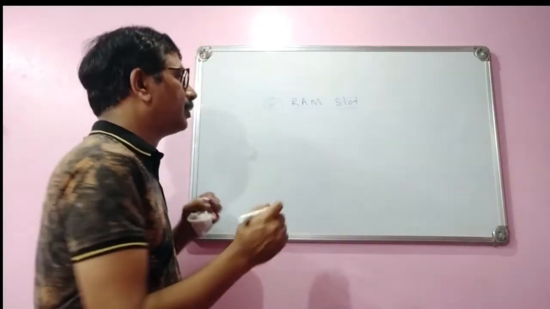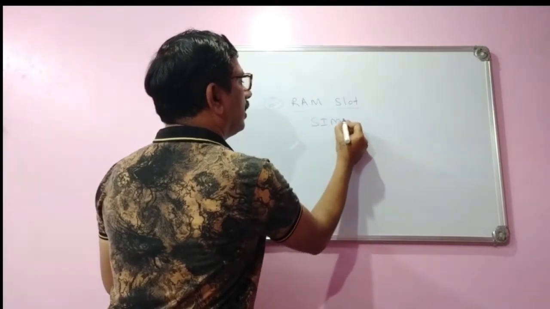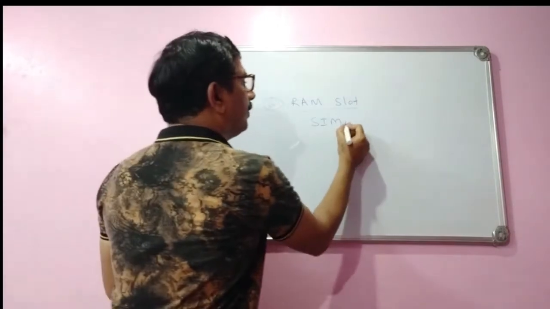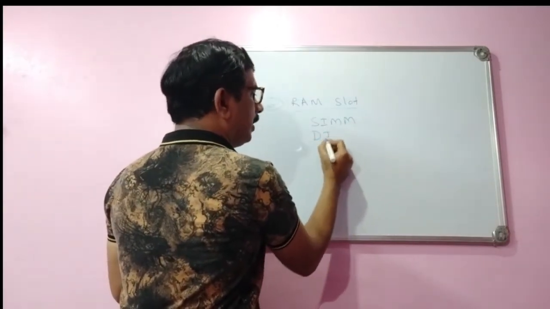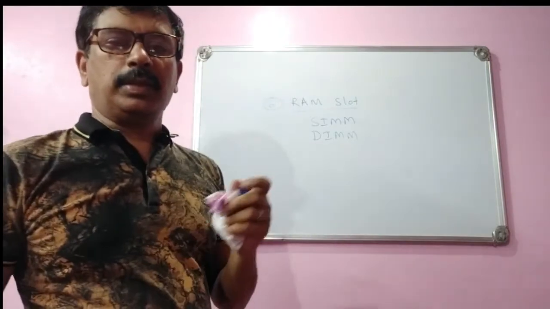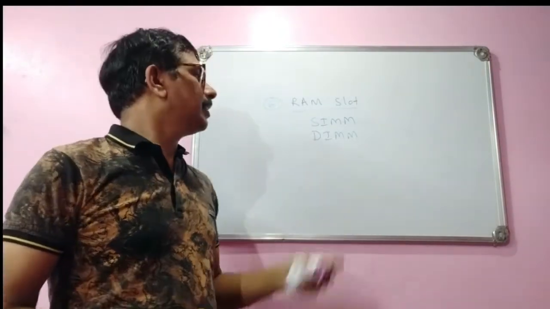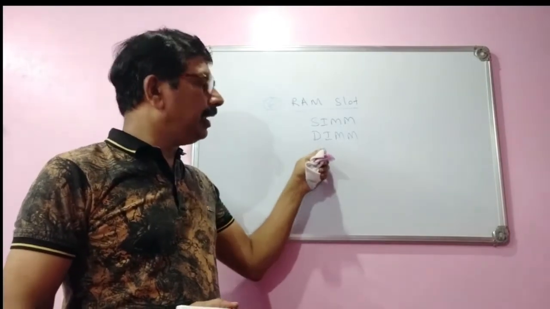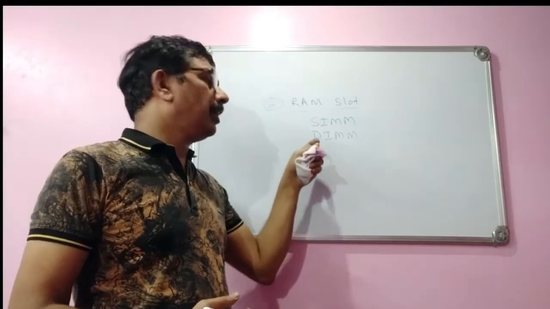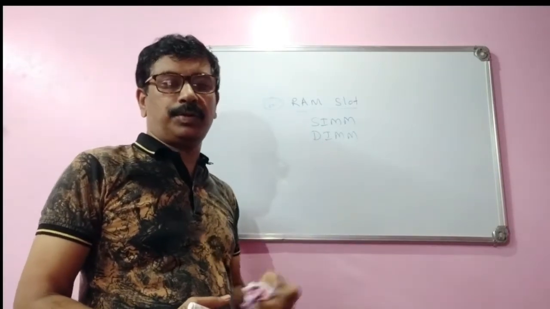There are two types of RAM, SIMM and another one is DIMM. Single inline memory module, first one. Second one, double inline memory module. Presently we are using DIMM, double inline memory module.